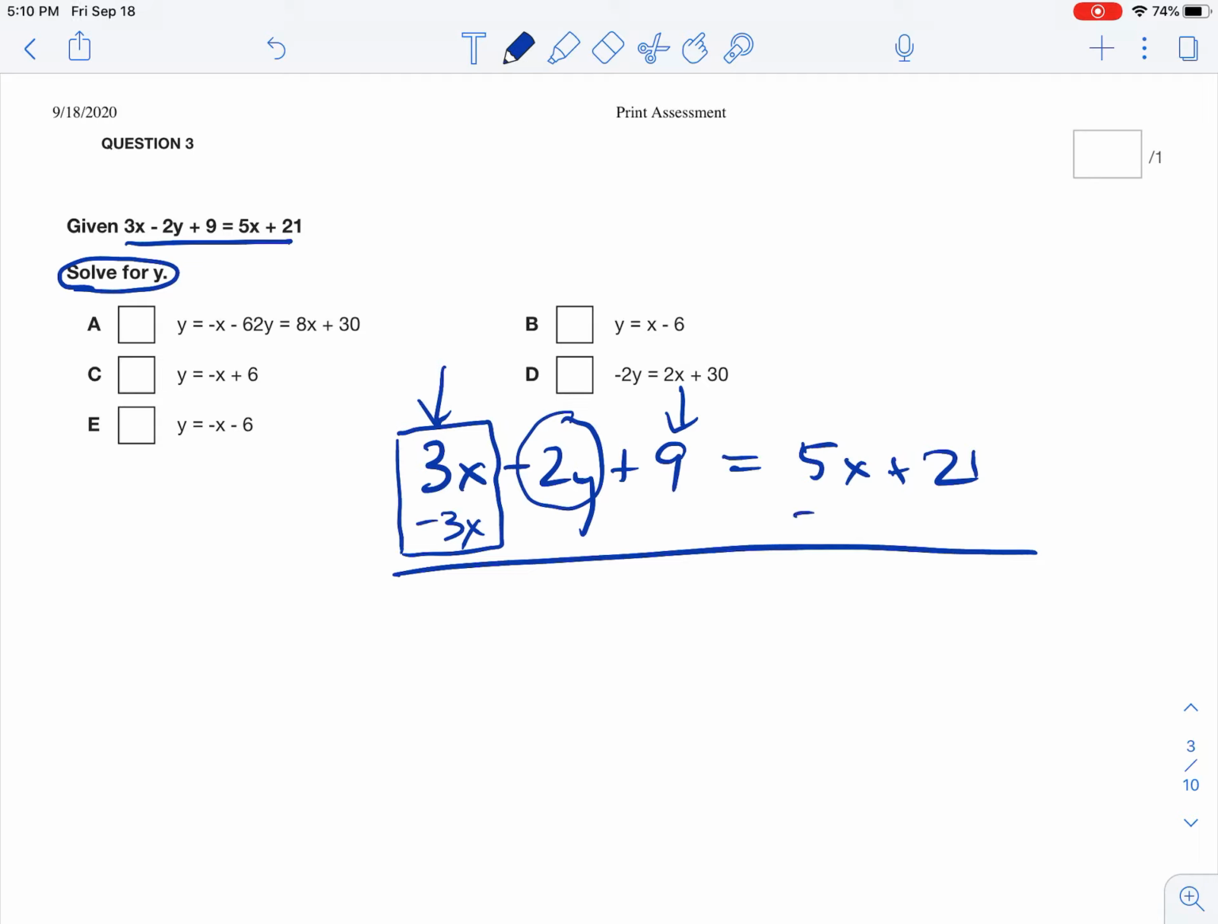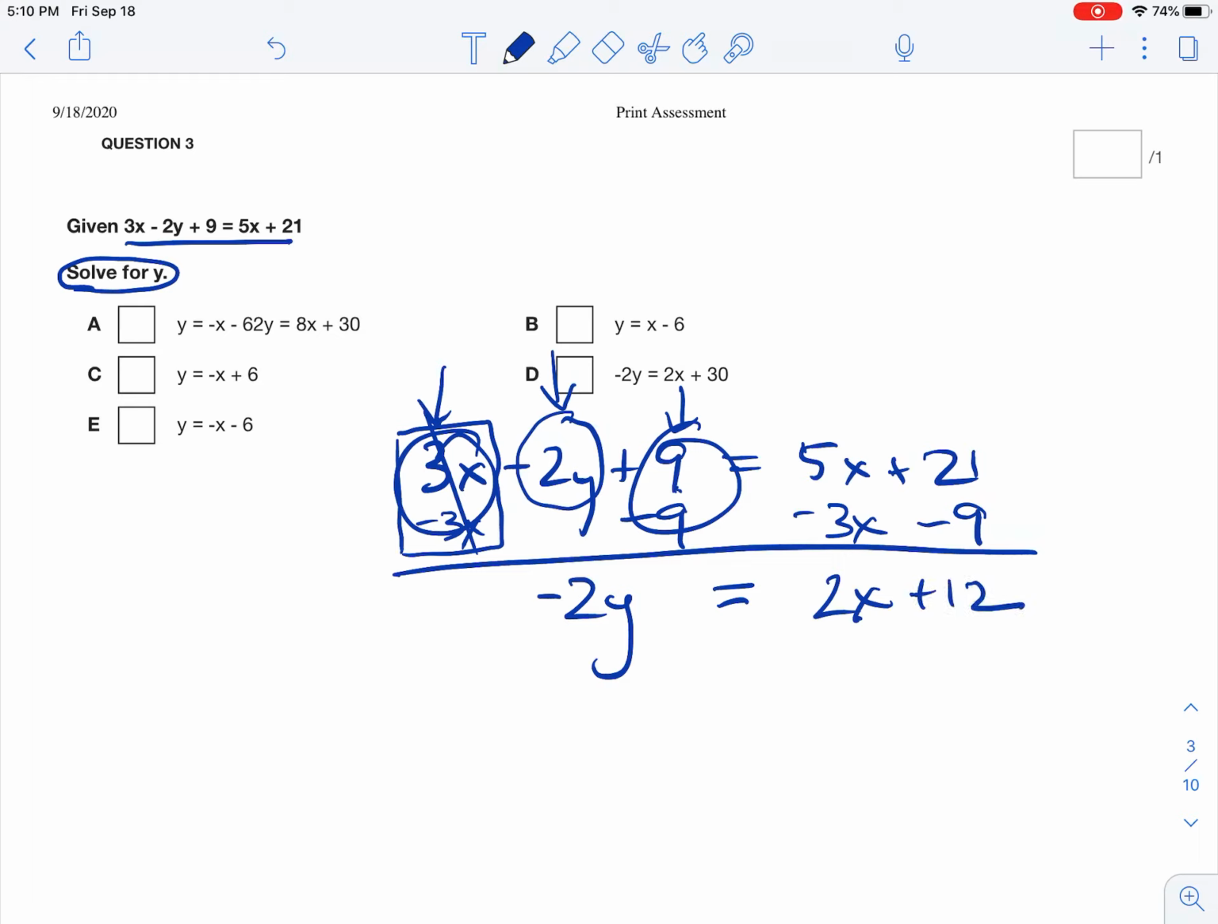If I subtract 3x there, I need to subtract 3x on the other side. Because when I do that, this goes away, and what I end up with over here is 5x minus 3x, that is 2x. And then I also, in this same idea, go, okay, I got to get this by itself, so this 9 has to go. It's plus 9 to get rid of it. I subtract 9. That is 0. That's good news. So I'm ending up with a negative 2y on the left, and then this 2x right here that I wrote down before, and 21 minus 9 is a positive 12.